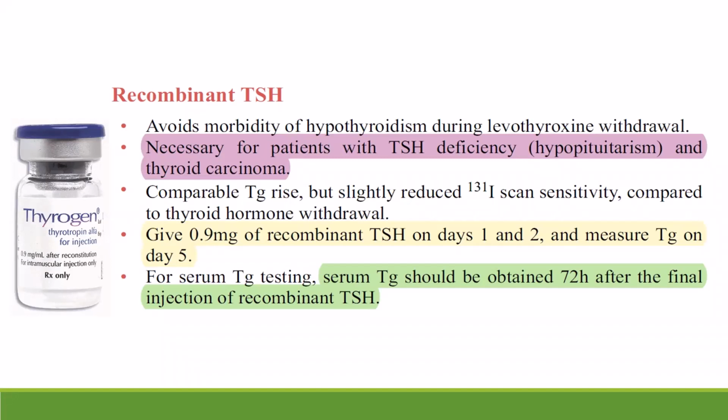Also, Thyrogen must be used if the patient presents with TSH deficiency, like hypopituitarism and thyroid carcinoma. In this situation, to elevate TSH, we should use Thyrogen. How to give Thyrogen?